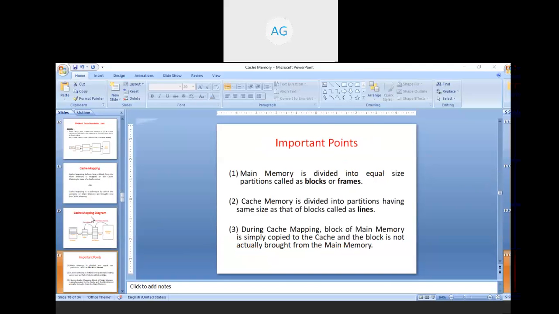There are a few important points which need to be remembered. Main memory is divided into equal size partitions called blocks or frames. Cache memory is divided into partitions having the same size as that of blocks, called lines. It means the size of a block in the main memory and the size of a line in the cache memory are considered to be the same size.